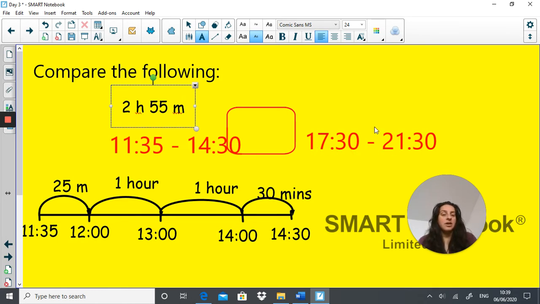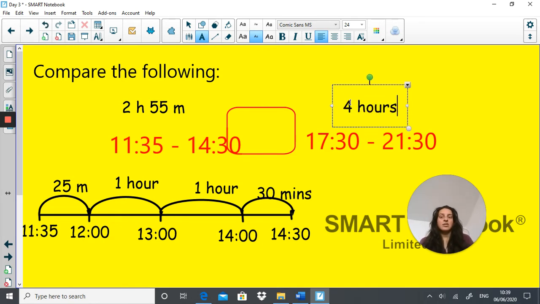And the elapsed time between 17:30 and 21:30, that's a bit easier, because that would quite simply be 4 hours. So 2 hours 55 minutes and 4 hours. 2 hours 55 minutes is less than 4 hours.